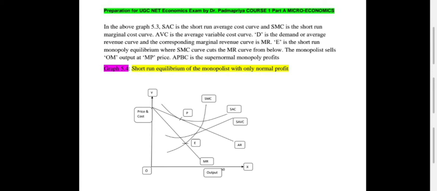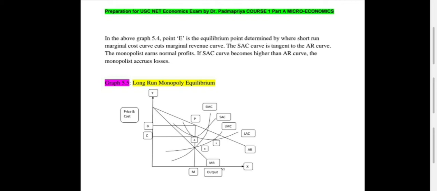Now we go on to the concept of long run monopoly equilibrium, where in graph 5.5 we have the MR curve, which is below the AR curve. You have the long run average cost curve, which is U-shaped, and then we have the LMC curve, which is the long run marginal cost curve. We have SAC, the short run average cost curve, and SMC, the short run marginal cost curve. So there are many points to be noted here, like P, A, E and L.